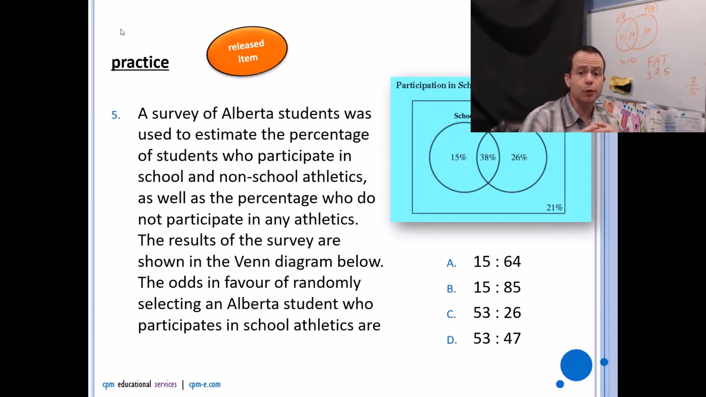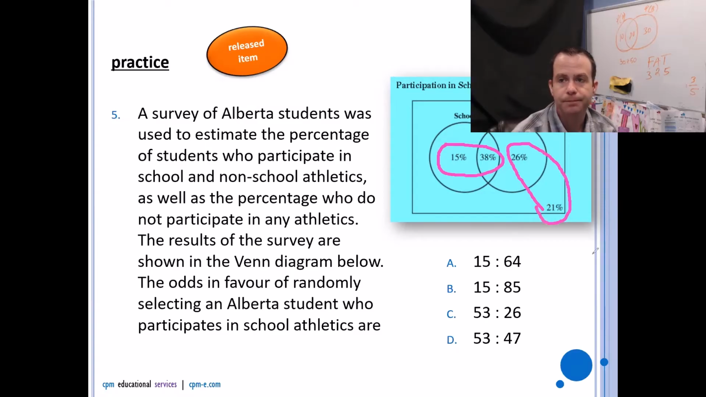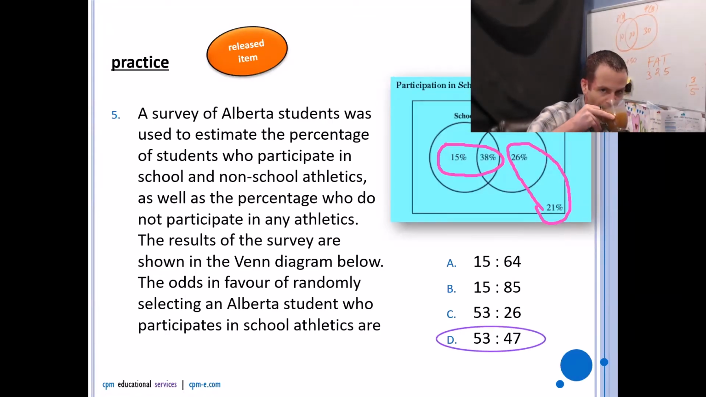So odds in favor, what I want is participation, and what I don't want is non-participation. So participation would be these guys, because we're doing school athletics, and then non-participation would be those guys, okay? So 15 plus 38 is 53, and 26 plus 21 would be 47. So the answer is 53 to 47. Okay.